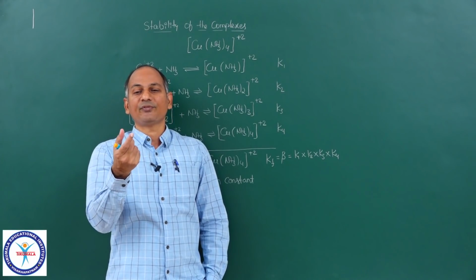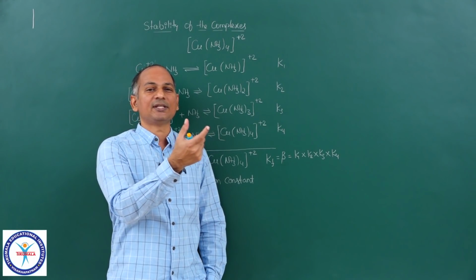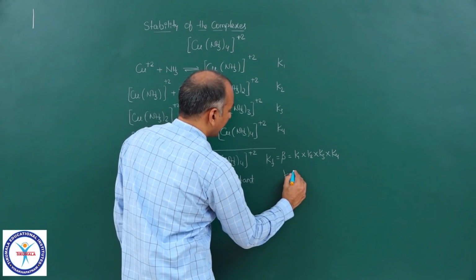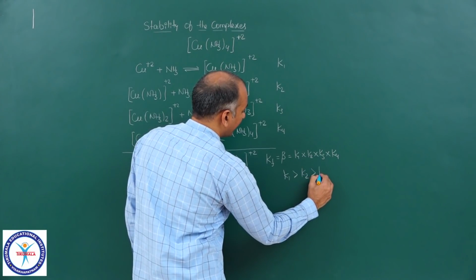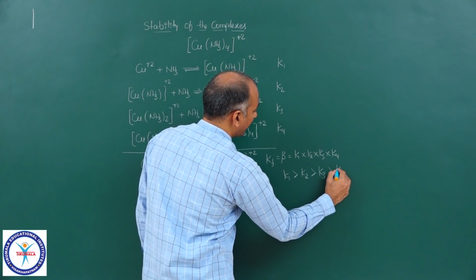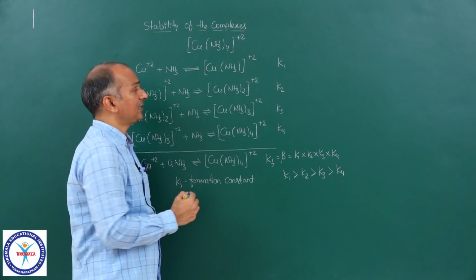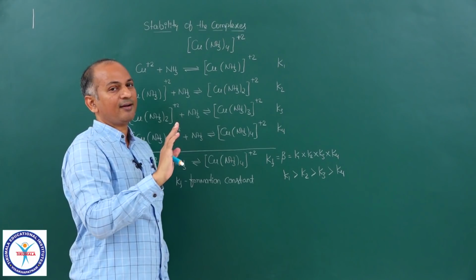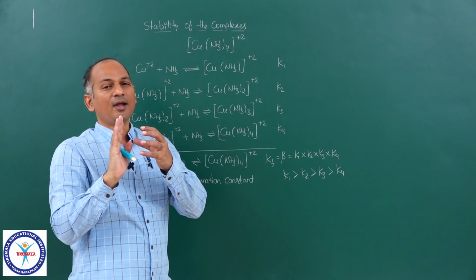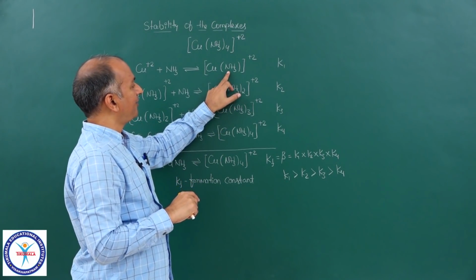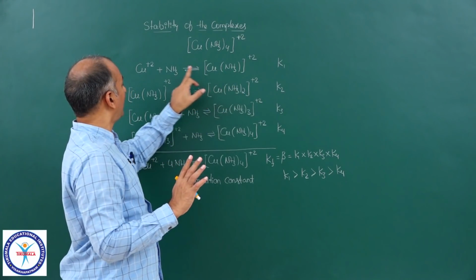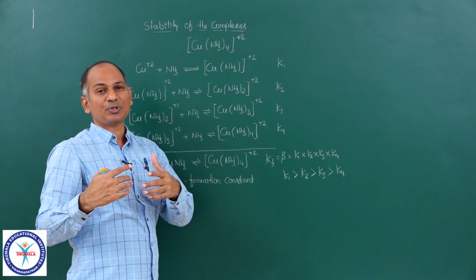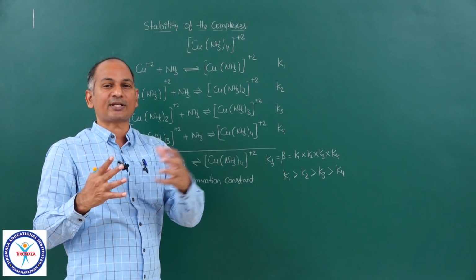They go on decreasing. Ka3 is always less than Ka2, and Ka2 is always less than Ka1. And here also K1 is greater than K2, which is greater than K3, which in turn is greater than K4. Obviously, here we have Cu plus 2, and at this stage there is no ligand, and one ammonia forms a bond. Now this resultant complex does not have that much tendency to accept the second ammonia as Cu plus 2.